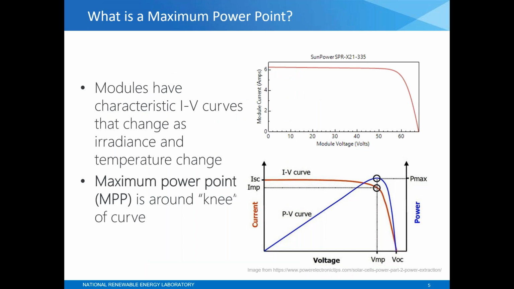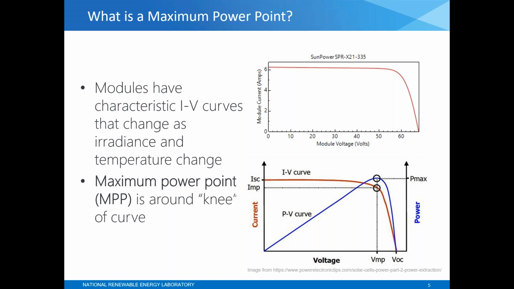So let's get started on today's topic. I want to go really down to the basics here and talk about what, first of all, a maximum power point is in a PV system. When we're talking about PV modules, every module has a characteristic current voltage curve, or IV curve. There's an example shown in the upper picture on this slide. These curves are characteristic of the module themselves, but they also change as the irradiance and temperature that the module is experiencing change.